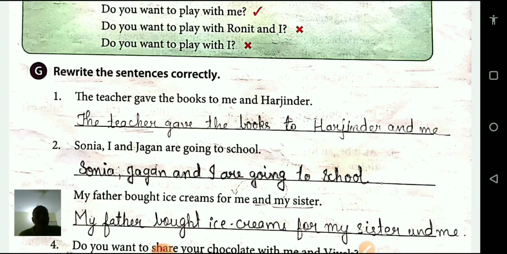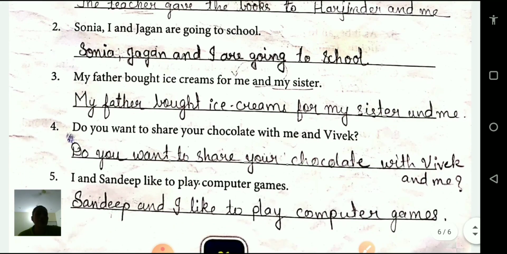Sonia and I and Jagan are going to school. So what will be the answer? Sonia, Jagan and I are going to school. Okay. Now the rest of the sentences you have to do by yourself.